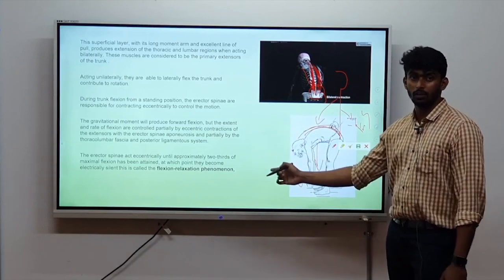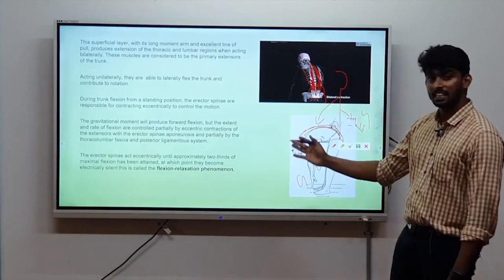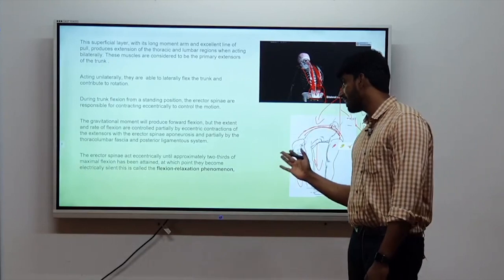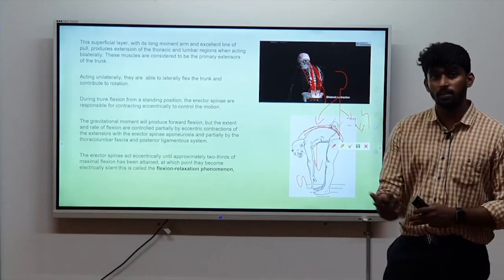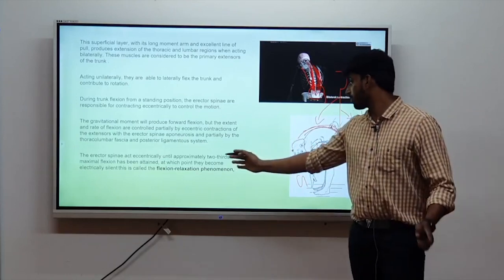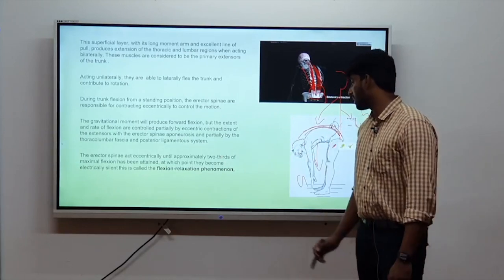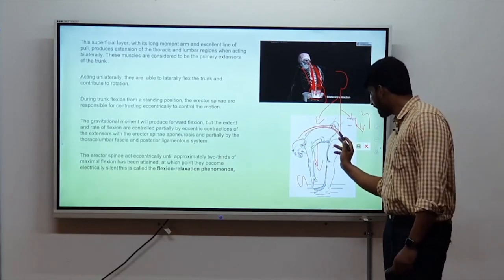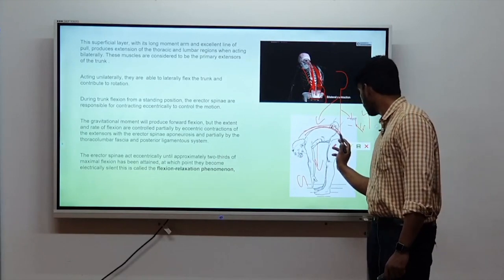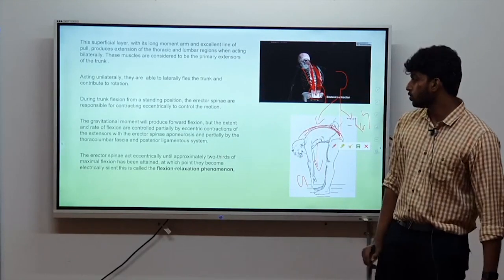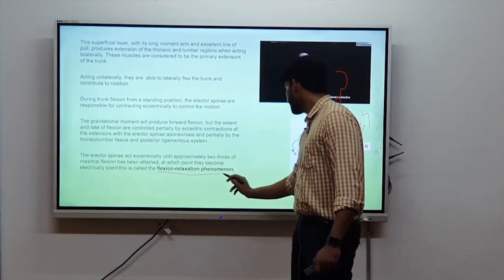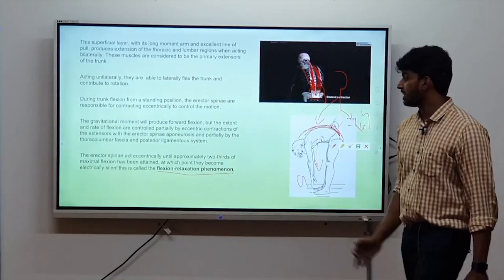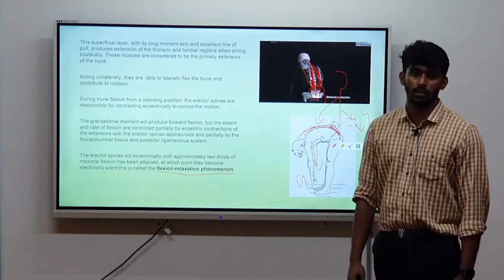Now the point you have to keep in your mind, the erector spinae acts eccentrically until approximately 2/3 of the flexion movement, and afterwards it becomes electrically silent. There will be a point where the erector spinae will be electrically silent. This phenomenon is called the flexion relaxation phenomenon.